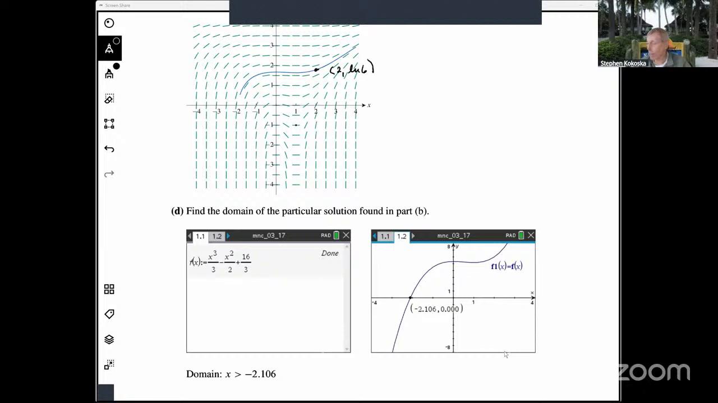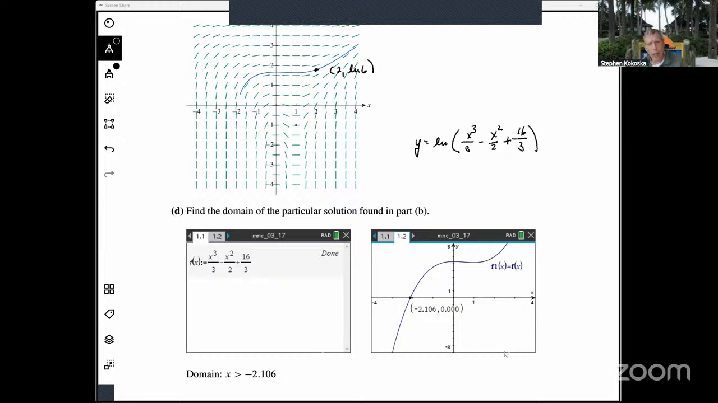So what does that mean? Well, I'm going to do a little bit more scribbling here, if you'll allow me, Curtis. I'm going to rewrite the solution curve. It was y is equal to the log of x cubed over 3 minus x squared over 2 plus 16 over 3.